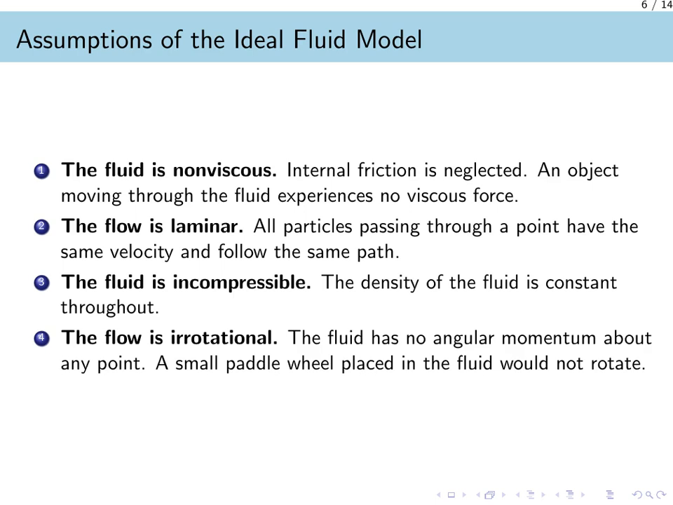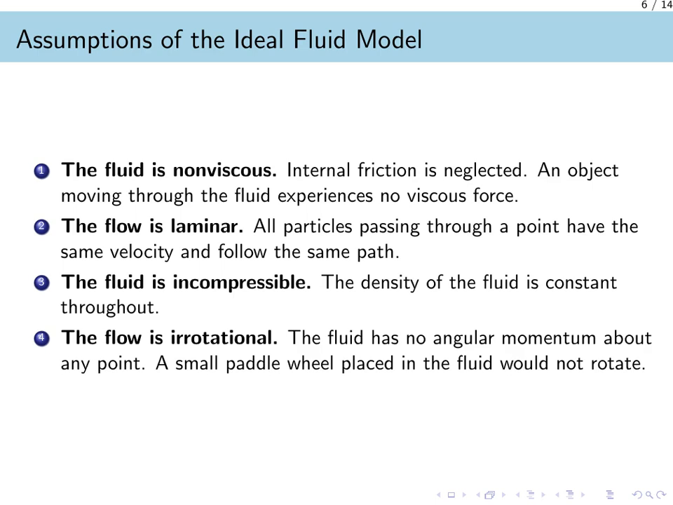Second, the flow is laminar, meaning the fluid moves in smooth, predictable layers or streamlines, without any chaotic swirls. Third, the fluid is incompressible, which means its density remains constant everywhere. This is an excellent approximation for most liquids, like water. Finally, the flow is irrotational. This means the fluid does not have any net rotation. If you were to place a tiny paddle wheel in the flow, it would move along with the fluid, but would not spin about its own center.